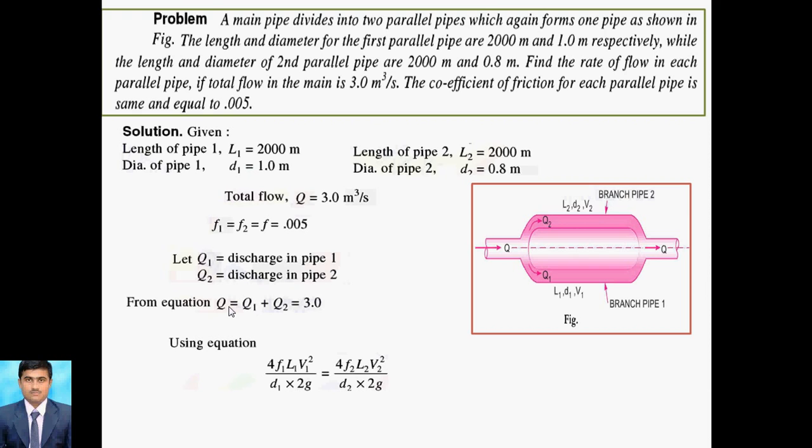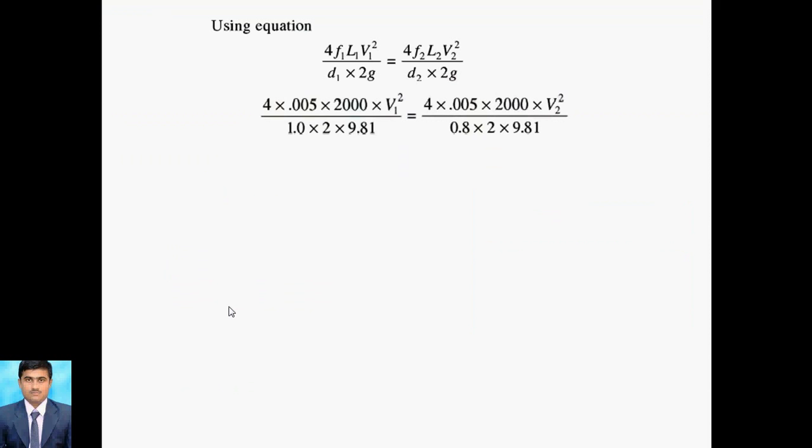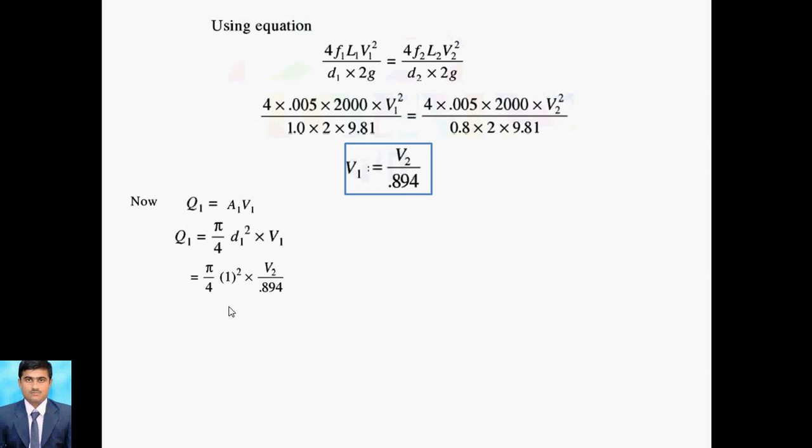Then using the relation 4FLV squared divided by 2GD1, because the loss of head for branch pipe 1 is equal to the loss of head for branch pipe 2. So after putting this value of head loss due to friction, and putting the value of all the terms, we will get the form of V1 in terms of V2. Now we use this relation Q1 is equal to A1 V1, and putting the value of pi by 4 D1 square into V1. So D1 is 1, and V1 is something in terms of V2.